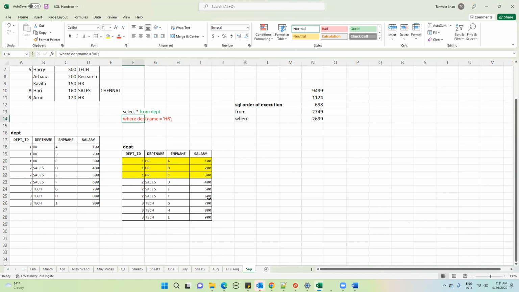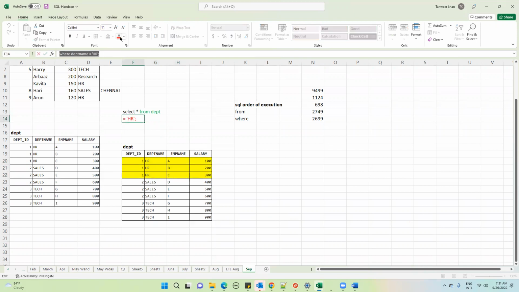In this data, we have only 7 or 8 records, but in your project, millions of records is a common thing these days. 15 million, 20 million records is common. So out of all those 20 million records, it will search for the department name wherever it is HR. Then it will make a copy of it. So far, is it clear? Yes, it's clear.